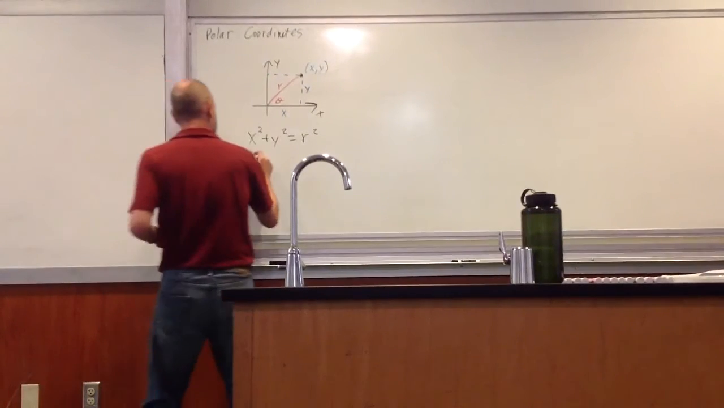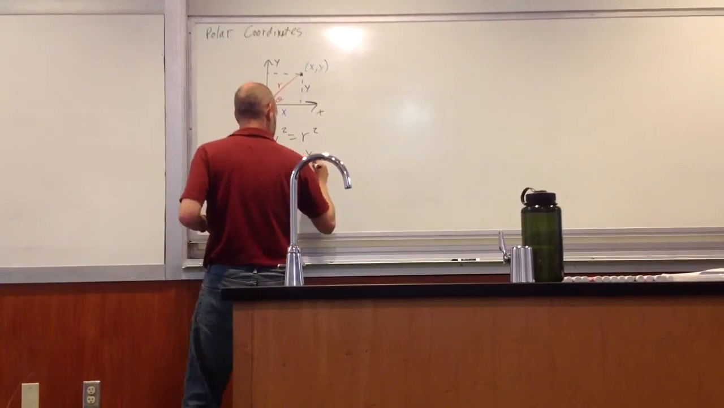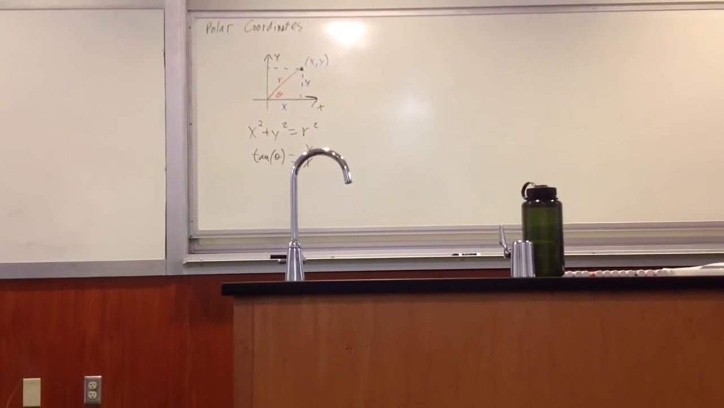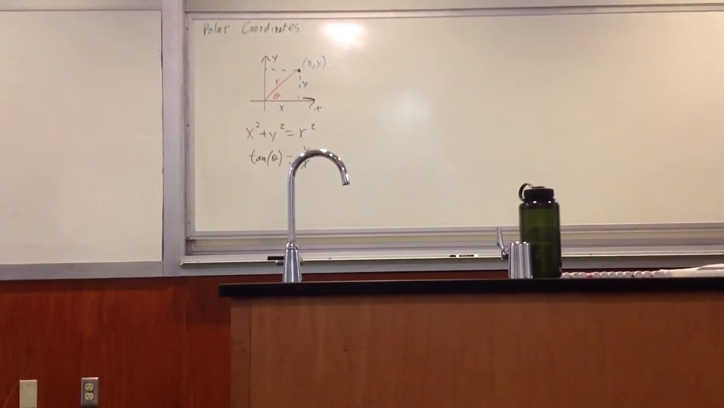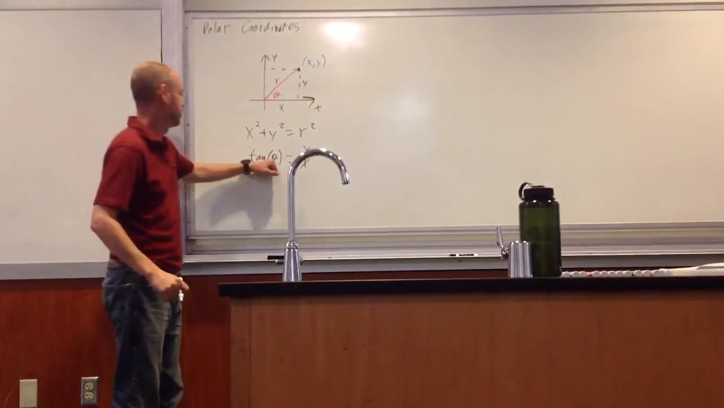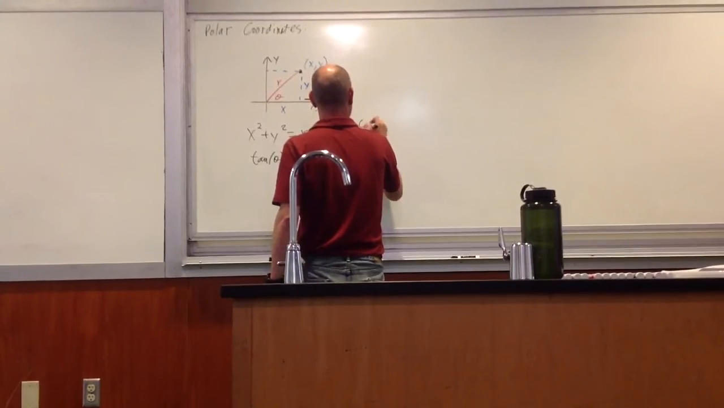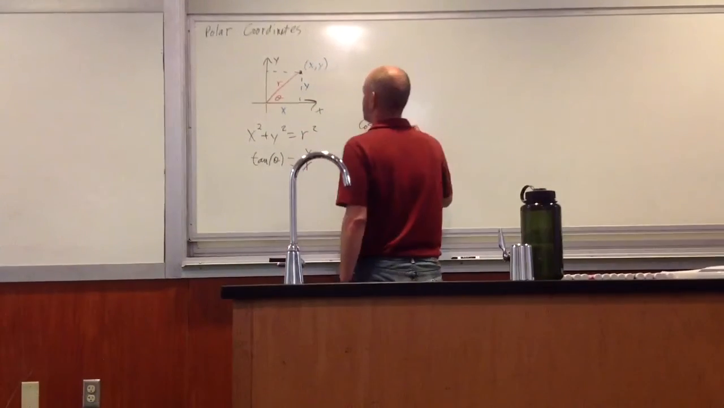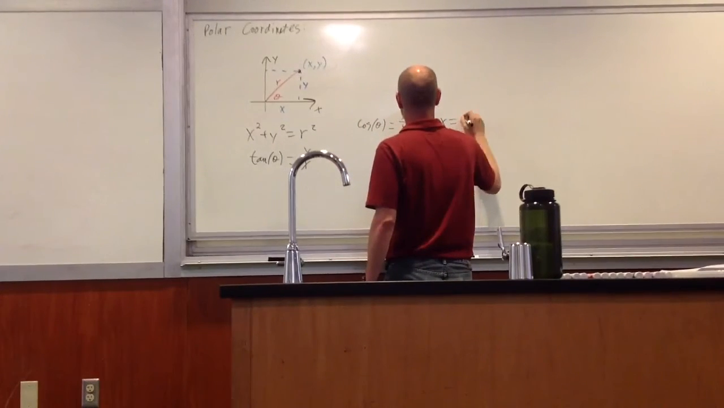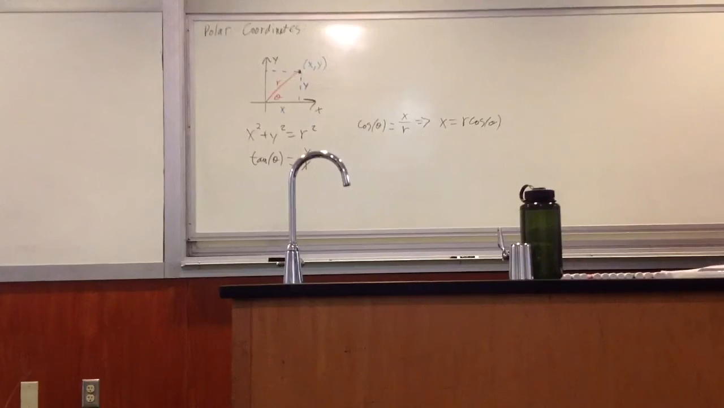I can also see that the tangent of theta is equal to y over x. I also notice that cosine of theta is equal to x over r, which can be rewritten x equals r cosine theta. This is going to be the heart of what we're doing today.